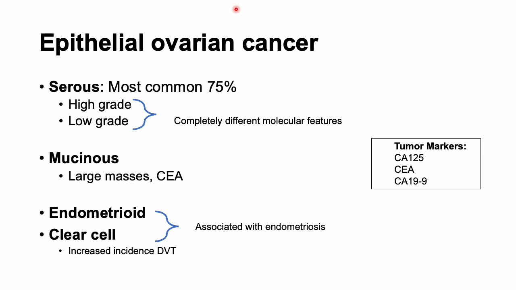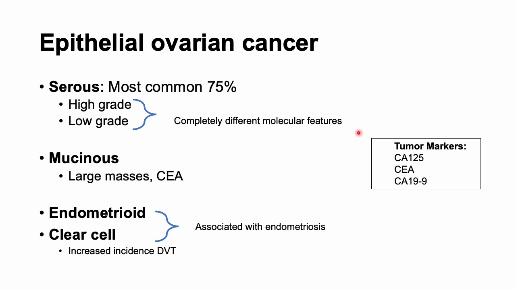Mucinous tumors, these will show up usually as large masses, and you can see an elevated CEA for these tumors. And then your endometrioid and clear cell, these are two types that can be associated with endometriosis. And clear cell is interesting, as you can see an increased incidence of DVTs with clear cell.